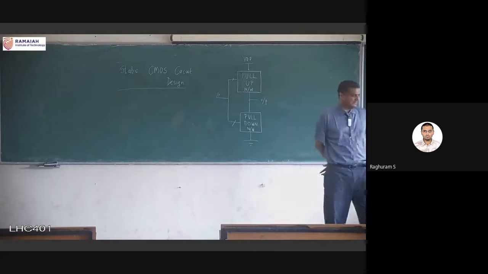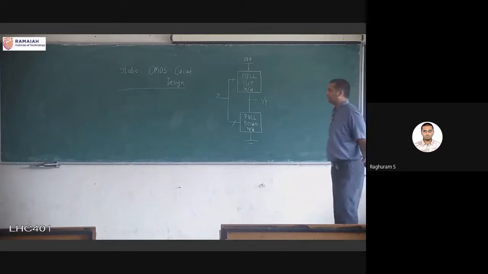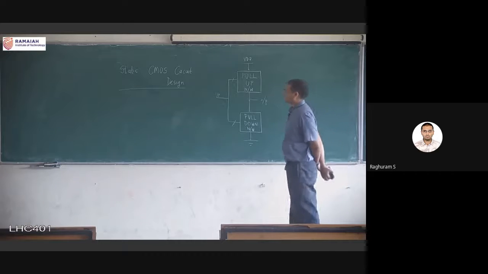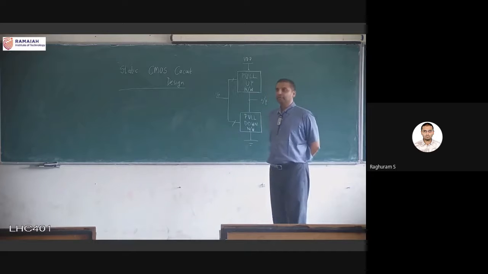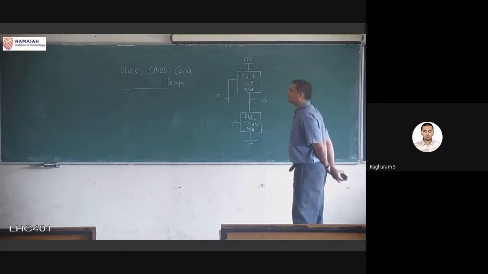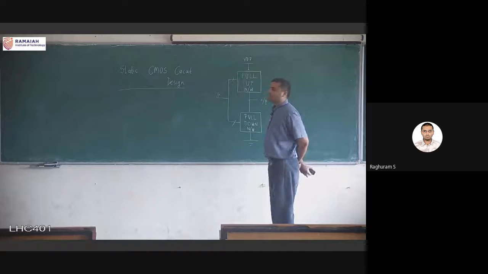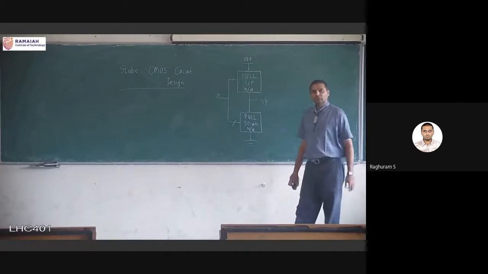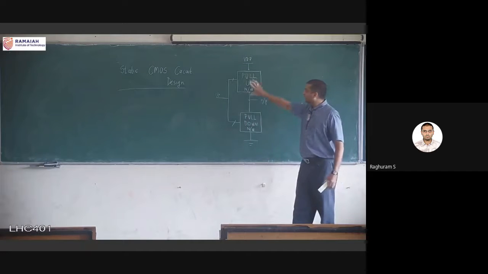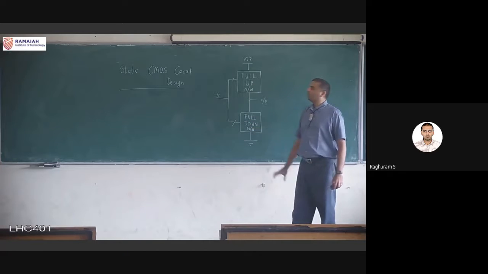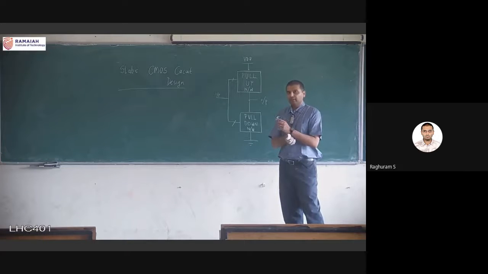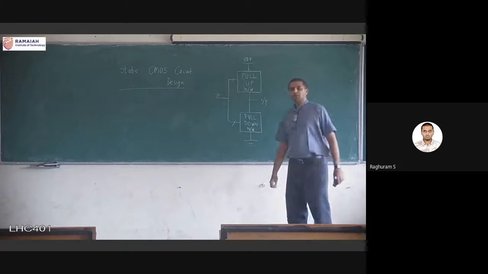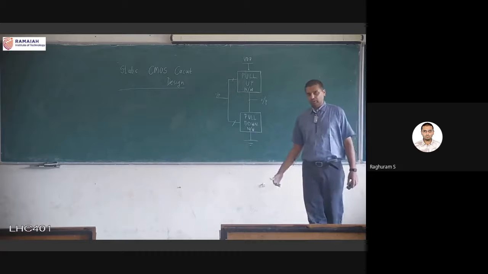So the static CMOS circuit family has very simple rules. Any circuit that you design using the static CMOS family should follow these rules. What are the rules? There should be two separate networks: one called the pull up network, and another called the pull down network.